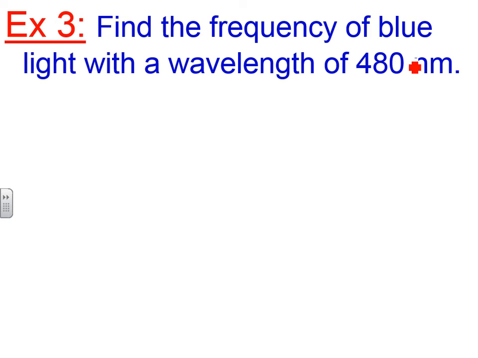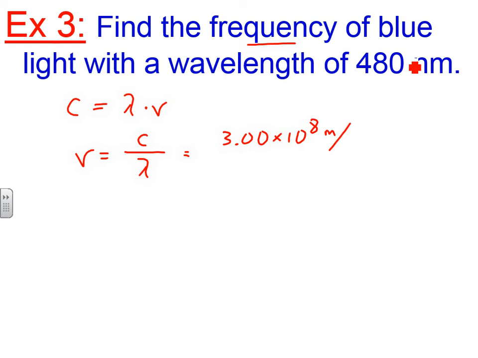So in this case, we're asked for the frequency. The original equation is c equals lambda times nu. Here we're asking for frequency, so we'll solve for frequency, which is c over lambda. And c, the speed of light, again, is a constant, which is 3.00 times 10 to the 8th meters per second. We'll have to divide that by the wavelength.